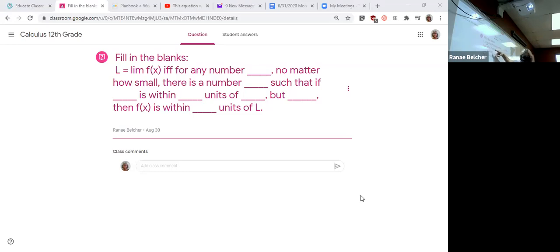What do you have? L is the limit as x approaches c of f of x if and only if for any number, what? Any number epsilon, no matter how small, there is a number delta such that, so you didn't have epsilon and deltas on this. If epsilon is within, no, if f of x, I forget which one is first myself.